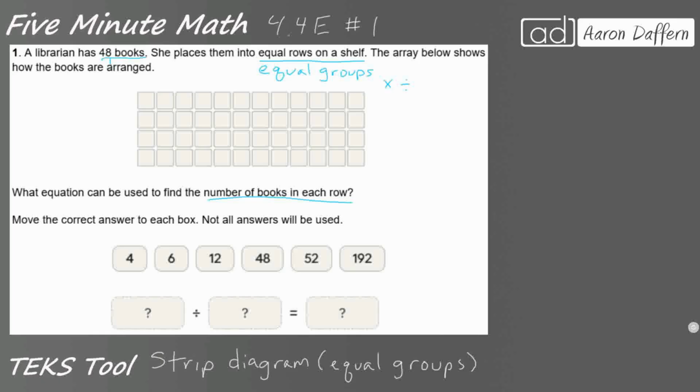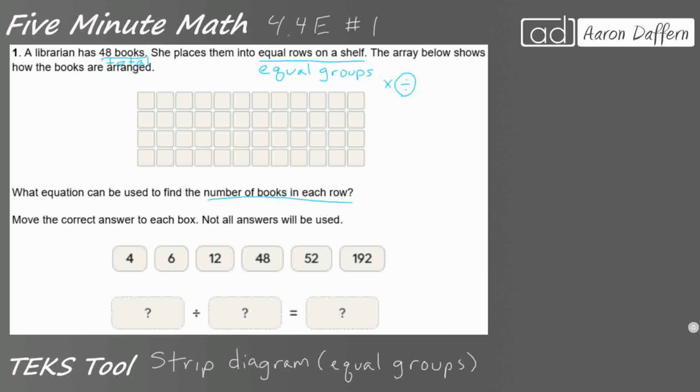This is the total. And so whenever you have equal groups and they're giving you the total, and then you're looking for either the number of groups or the number in each group, that means we're going to divide because you always need the total if you are going to start with division. If you're looking for the total, that means you're going to multiply. So we have an array here that's actually going to give us both of what we need. We just need to put it into an equation.